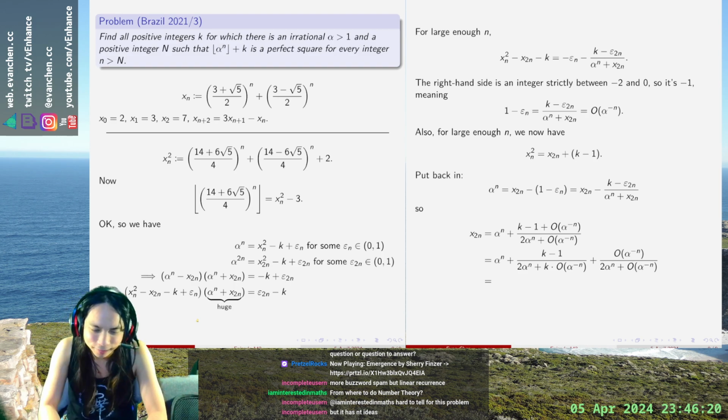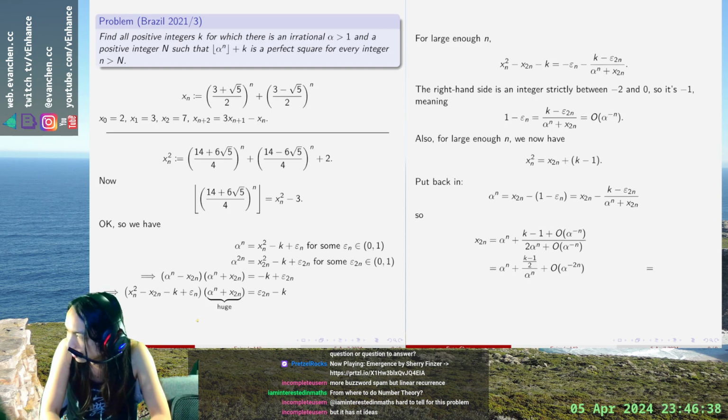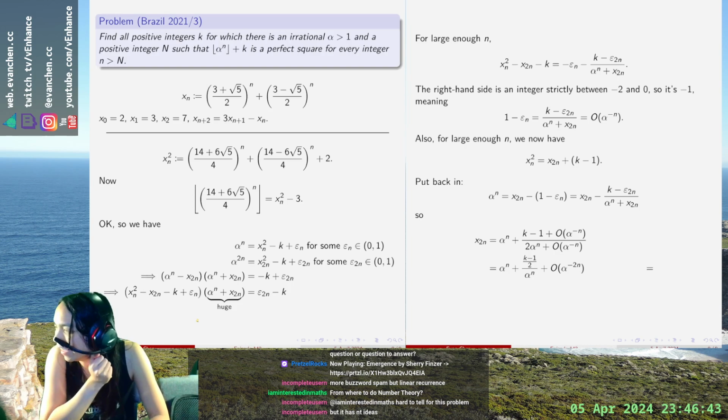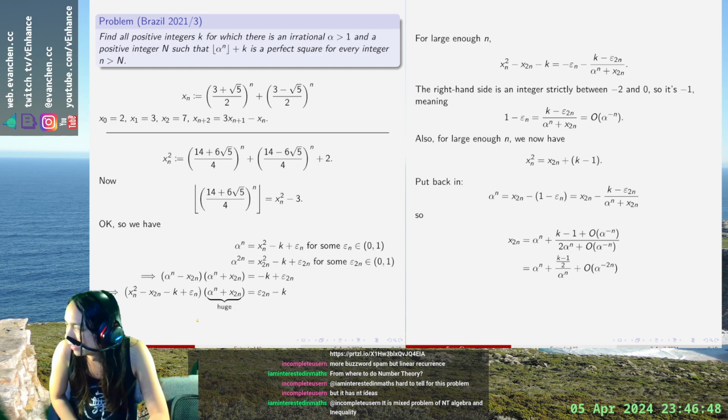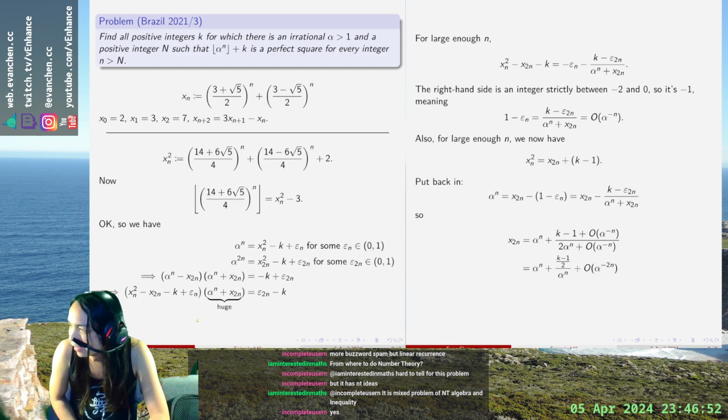Okay, I think this is a true statement. I think this is (k minus 1)/2 on the top, alpha to the n on the bottom, and then plus an error term that's order of alpha to the minus 2n. I think that should be true. Yeah, I think that's fine.